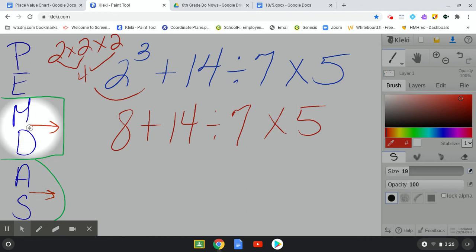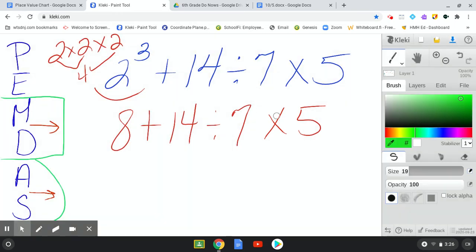But I have both multiplication and division in the problem. So I'm going to solve whichever I see first, scrolling from left to right. Well, I see division before multiplication. So I have to solve the division first. I'm going to drop down my 8 because I'm not using it yet. Drop down my plus sign.